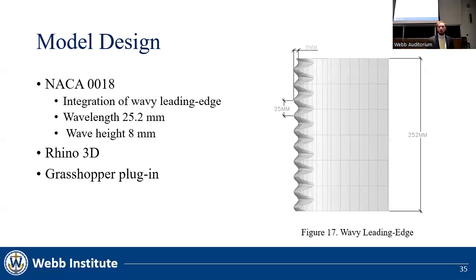The rudder was modeled using Rhino 3D along with the Rhino plugin called Grasshopper, which assisted in the creation of the sinusoid along the tip of the leading edge. A numerical slider was then used to modify the wavelength and amplitude of the sine wave. This made for easy manipulation of the leading edge.